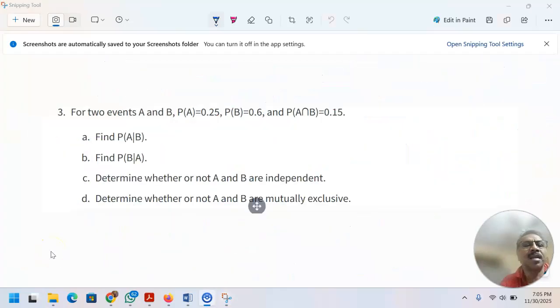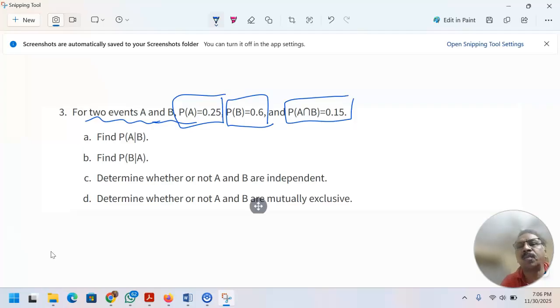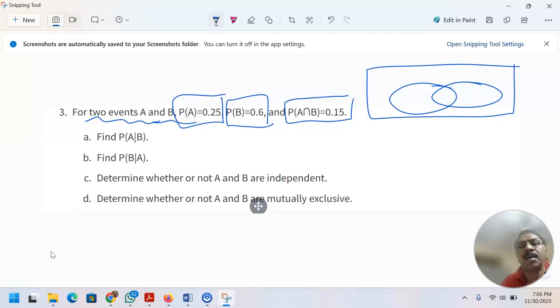Okay, let's see, there's another question. Two events are given, A and B. Their probabilities are given, then you are given this, and also their intersection. And clearly, what does this basically mean? We can make a Venn diagram here and say, okay, this 0.15 basically means out of 100, it is like 15 here. Just to get an idea.